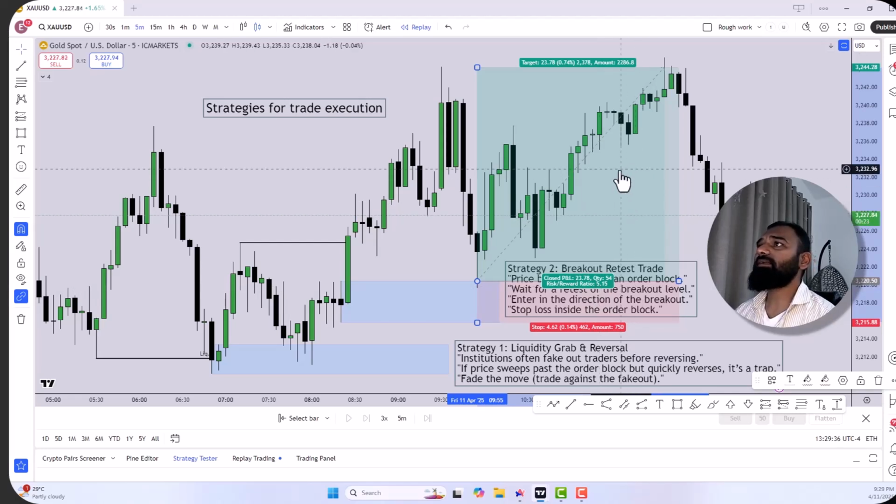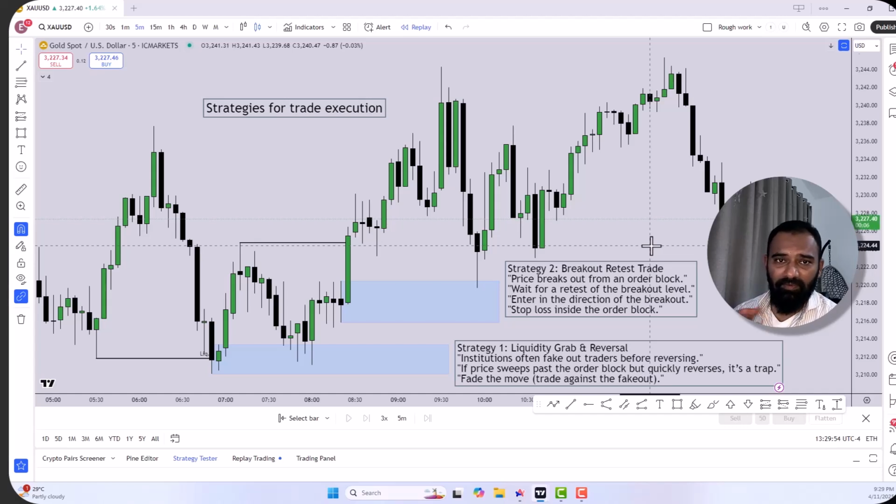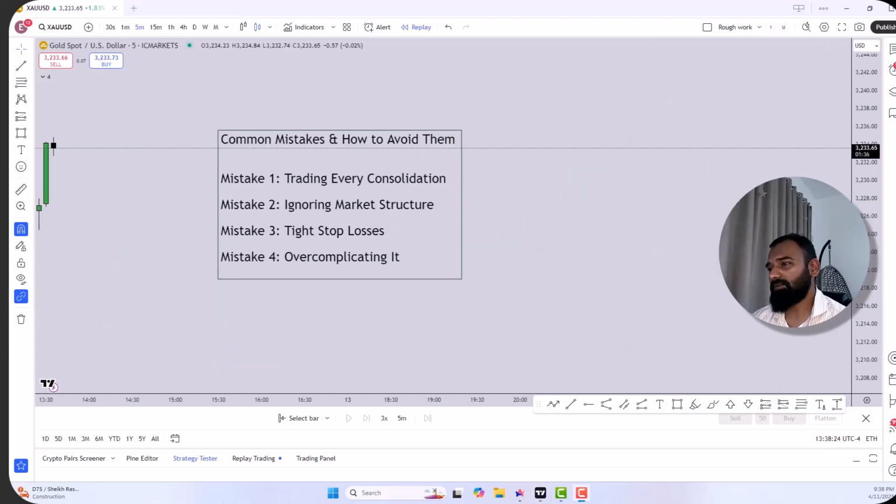So most of my trades are 1:5, and I close my trades a little bit early if I don't feel comfortable. Otherwise I ride them at least 1:5. So these are my two trading strategies for order blocks. Everything revolves around liquidity.